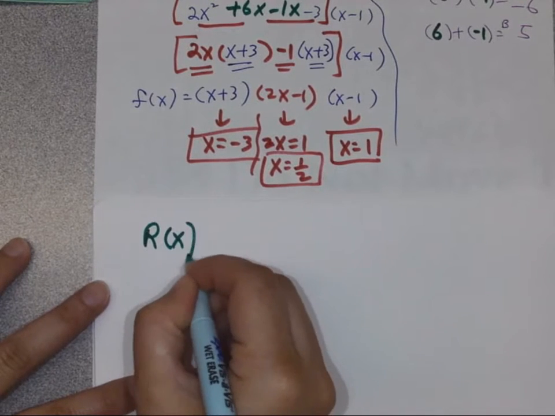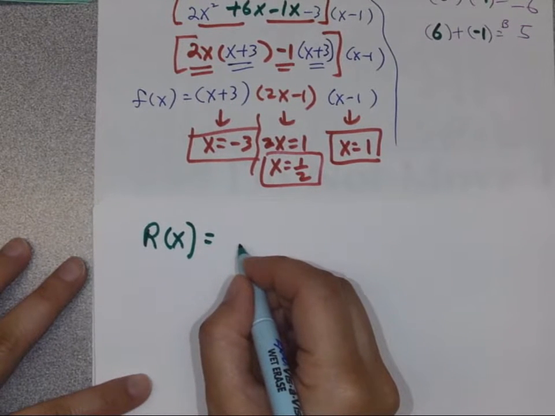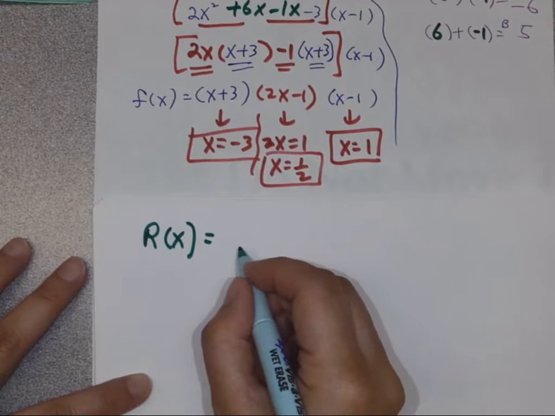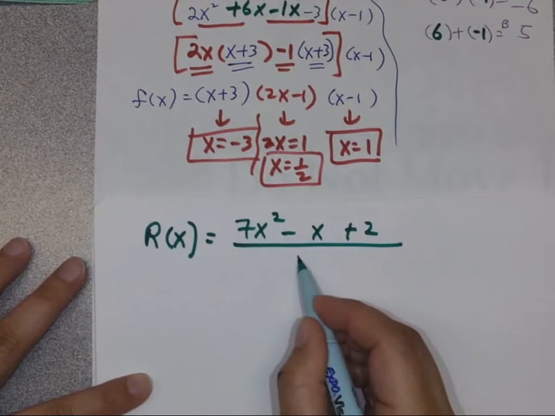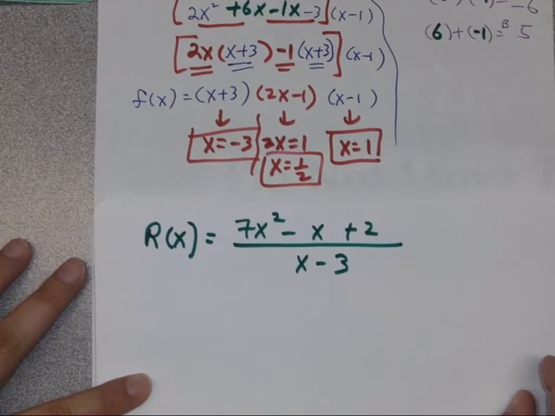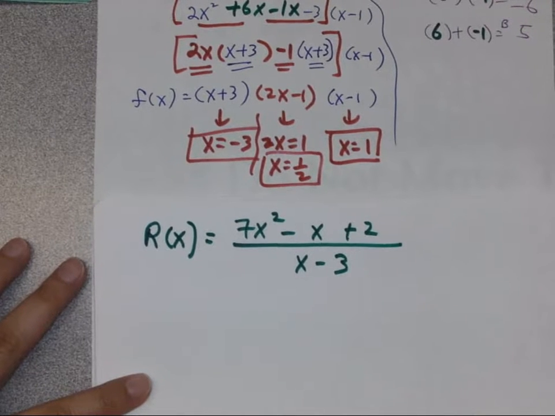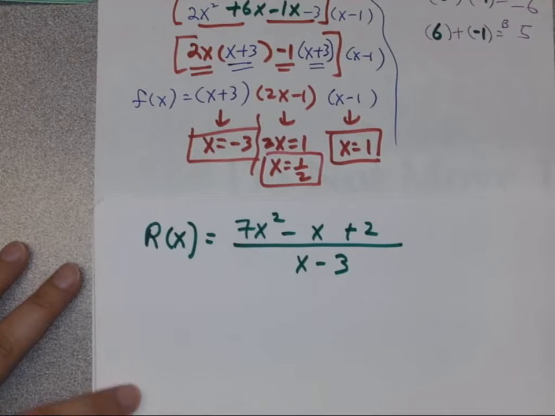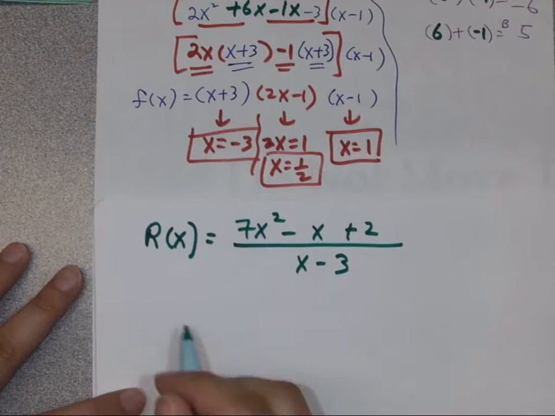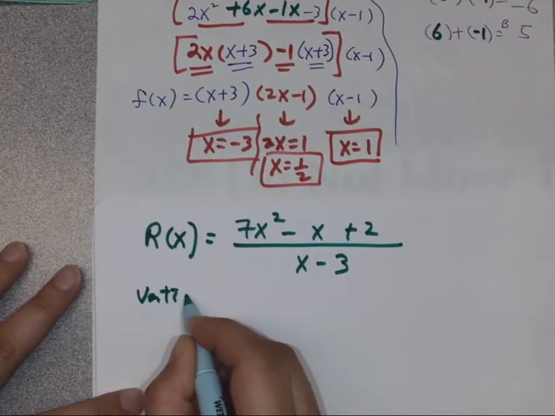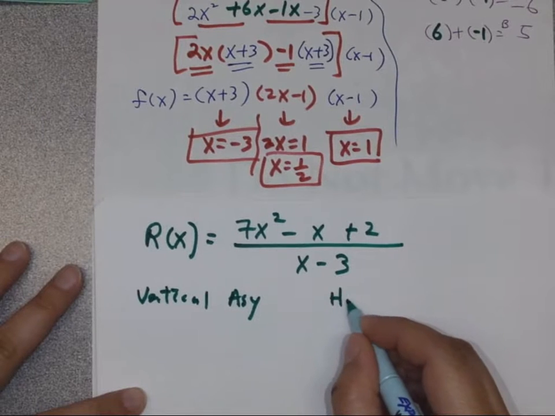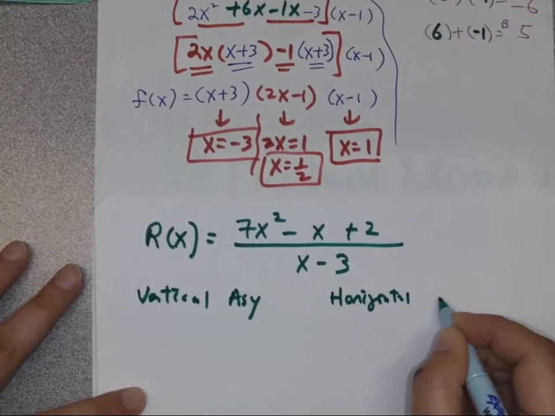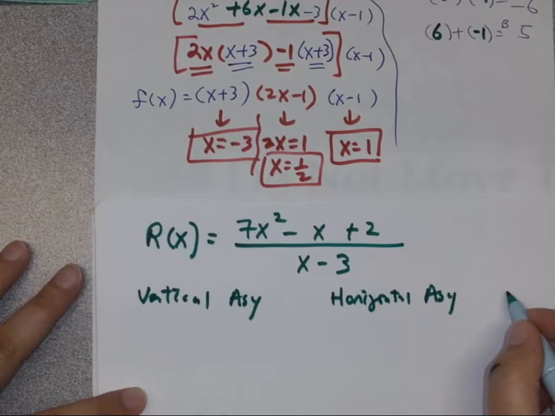So r of x equal to, yes, oh, I thought you had a question. 7x squared minus x plus 2 over x minus 3. It feels very strange recording it, so if you guys have questions, let me know. All right, so this is the rational function. So for this particular question, they want to know what is the vertical asymptote, what is the horizontal asymptote, and what is the slant asymptote.